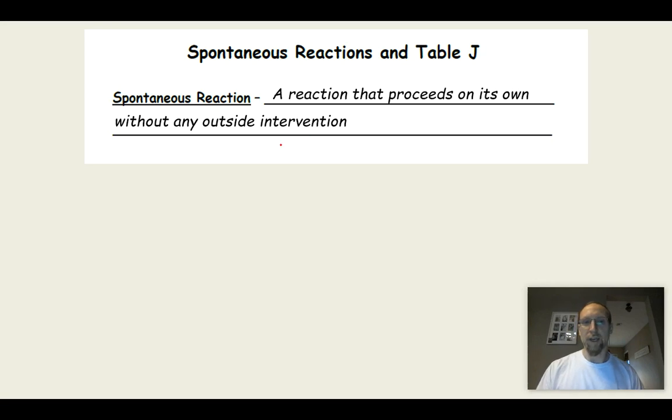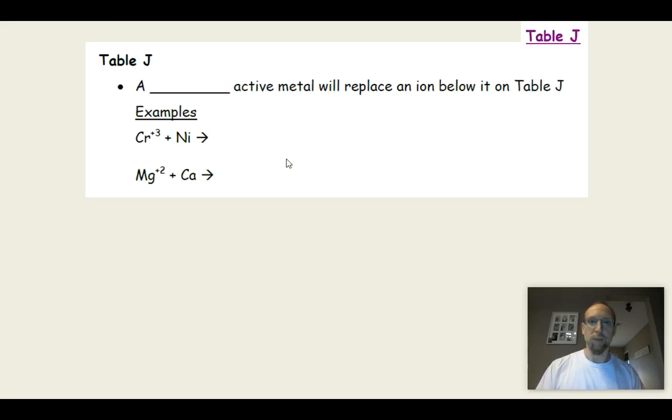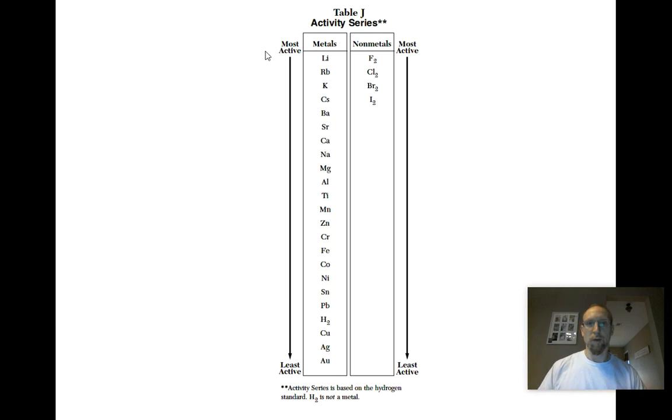So Table J is going to help us out in figuring out if reactions are spontaneous or not, and it's really not that complicated. So what does Table J show us? Here's Table J. As you can see, we've got two columns, metals and nonmetals. On the left, we have all these metals, except for this one right here. Remember, hydrogen is not a metal, and we'll talk about that in a little bit, but just recognize that at this point. And then here's a couple of nonmetals over here.